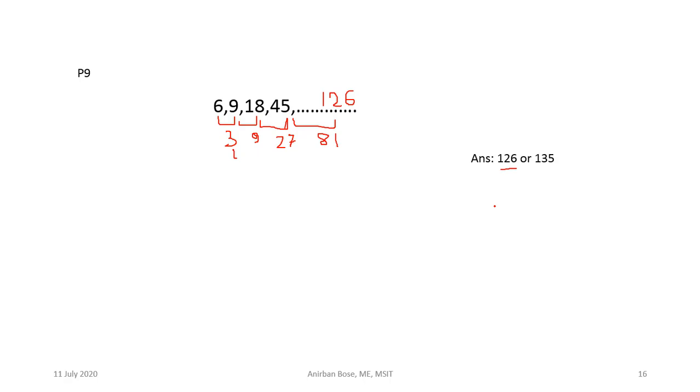Okay, so 126, okay, and 135 you can think in this way, that 6 into 1.5 is 9, and 9 into 2 is 18, 18 into 2.5 is 45, right? So 45 into 3, 45 into 3 is 135. So 135 can also be answered.